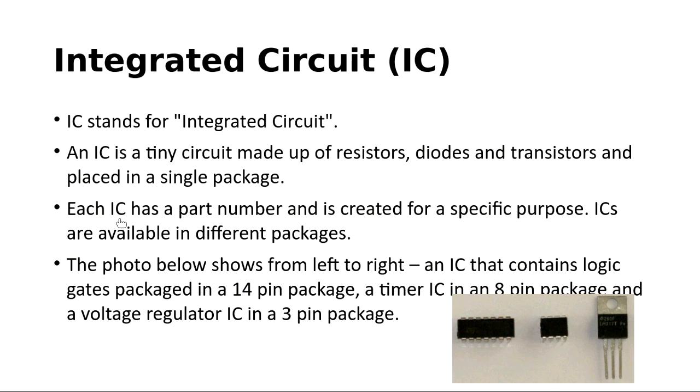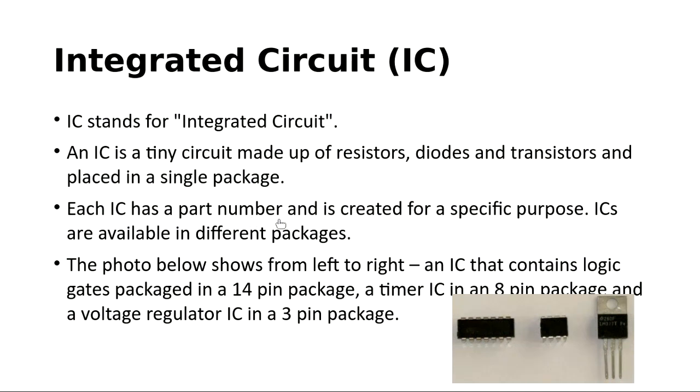So each IC has a part number to identify it. If you look at these ICs in the bottom right corner, you have seen similar ICs in the lab as well. If there are various ICs sitting in the lab, all of them would look the same. So how to identify them? On each IC there is a part number written. That part number is the identification of that IC.